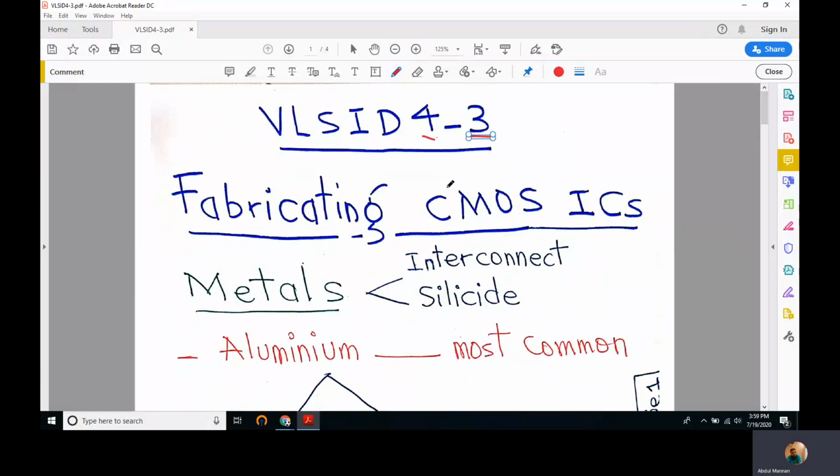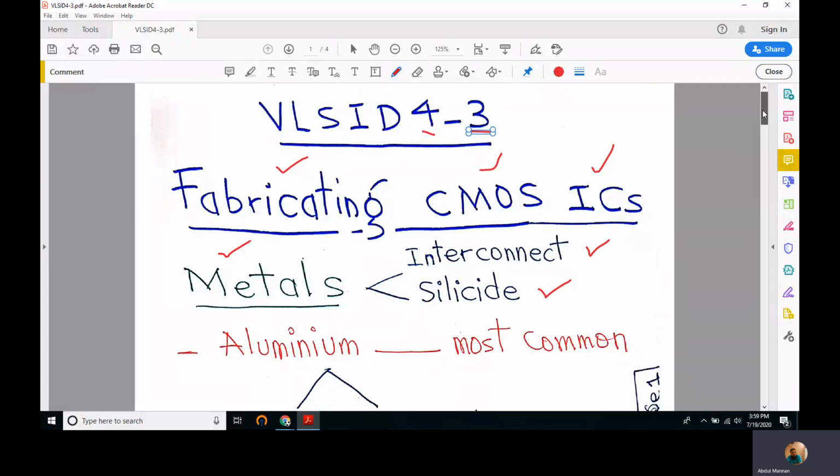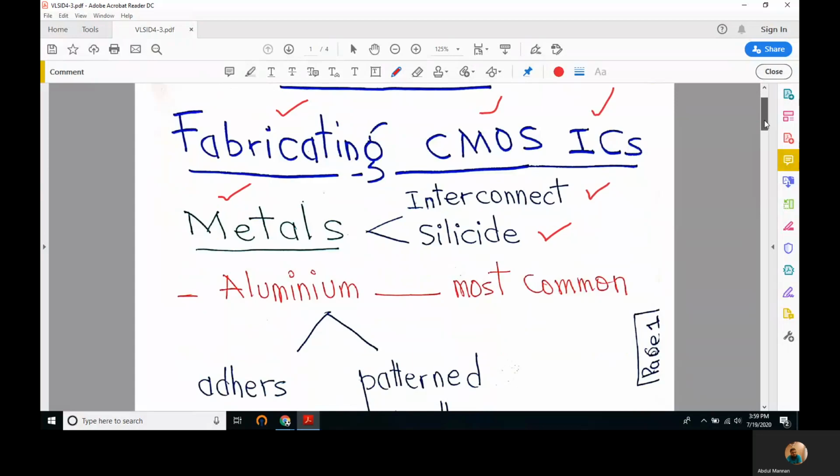We are studying fabrication of CMOS ICs, and in this lecture we'll study about metals, the use of metal in fabrication of CMOS ICs. Metal is mostly used for two applications: to make interconnect lines and to make silicides. Shortly, we will see what interconnect lines are in CMOS fabrication, or in a CMOS layout. What are interconnect lines and what are silicides?